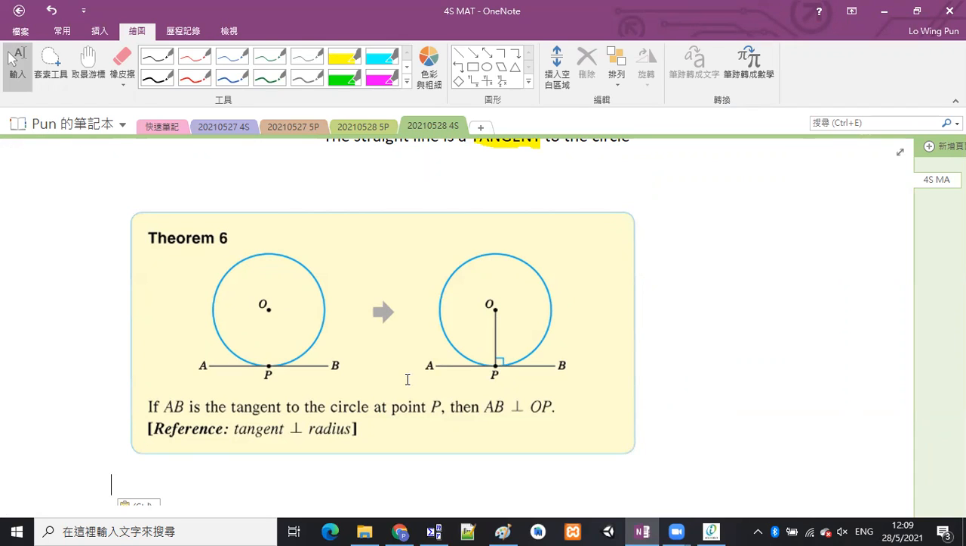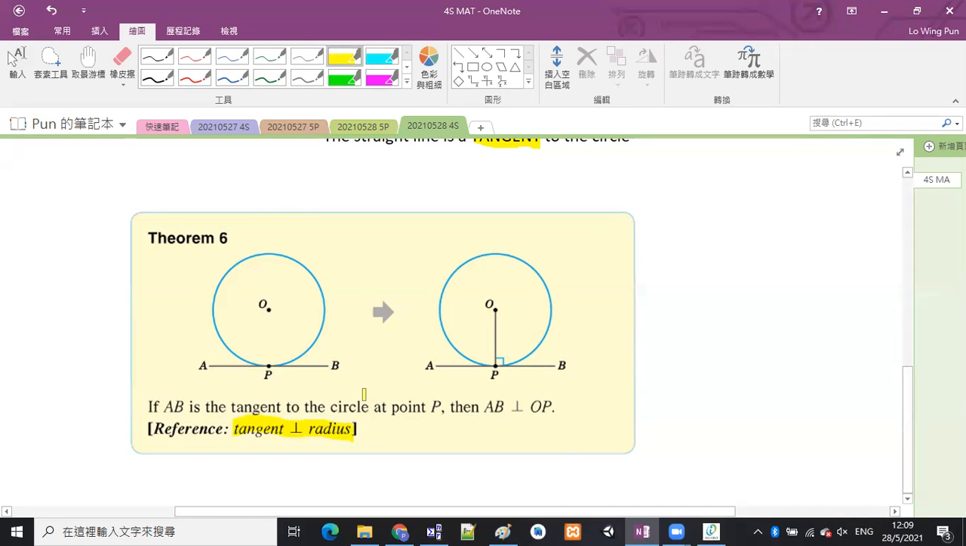So this is the first reason we are going to learn in this part. The reason will be just called the tangent perpendicular to radius. Tangent perpendicular to radius. Okay?